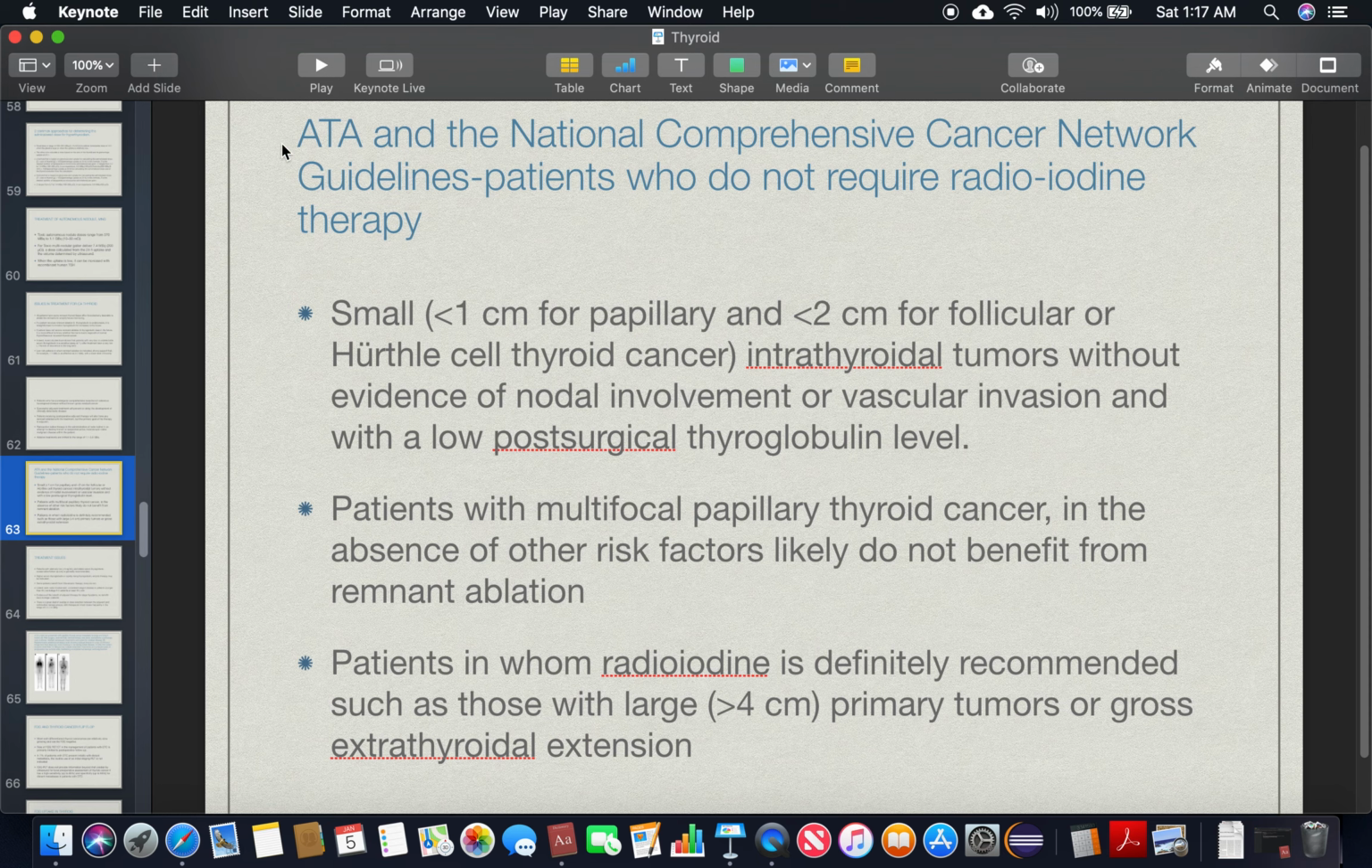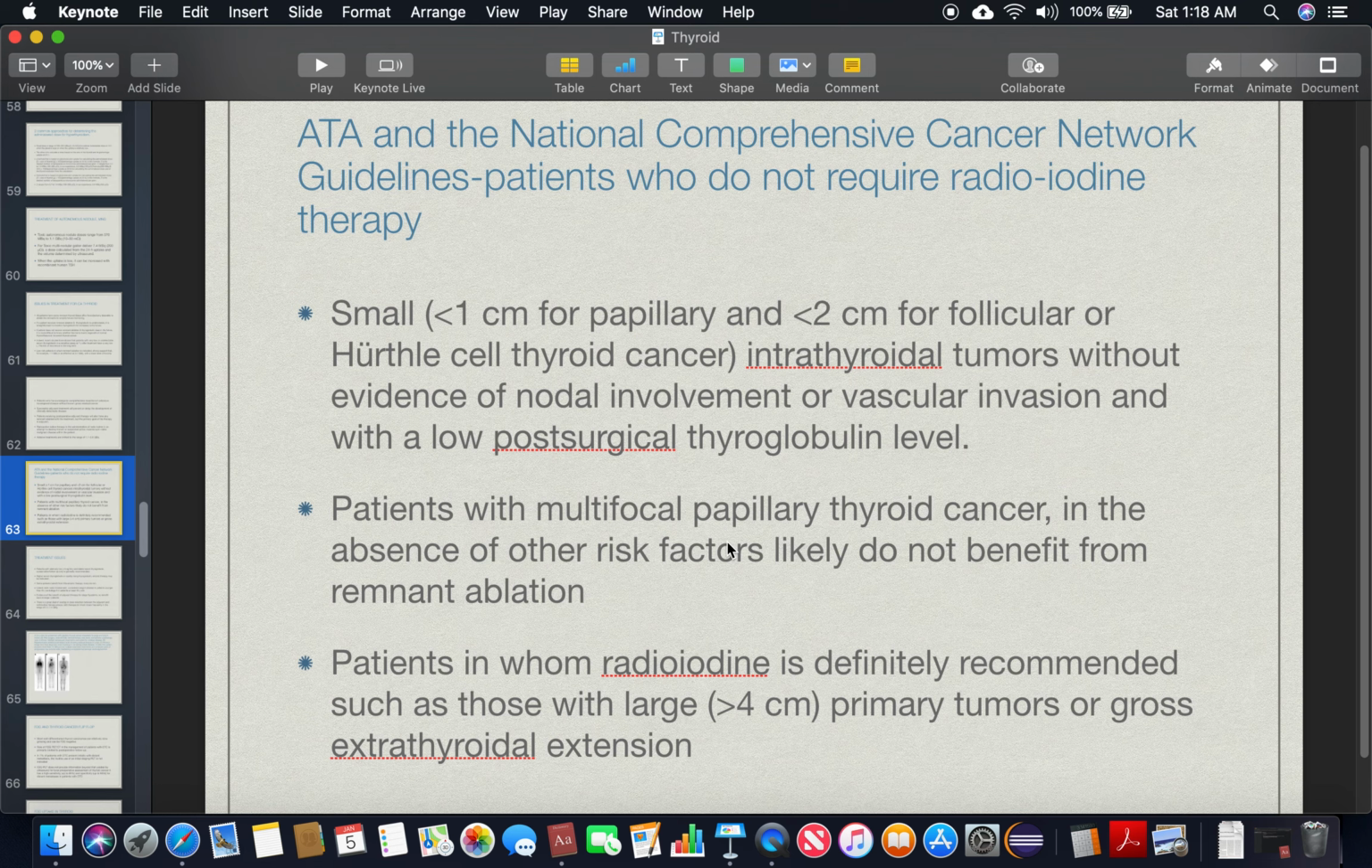So according to the ATA and National Comprehensive Cancer Network guidelines, who are the patients who do not require radioiodine therapy? If a patient has less than 1 centimeter papillary or less than 2 centimeter follicular or a Hurthle cell thyroid cancer, which is an intrathyroidal tumor without any nodal involvement or vascular invasion, and low post-surgical thyroglobulin levels, these patients do not require iodine 131 therapy.